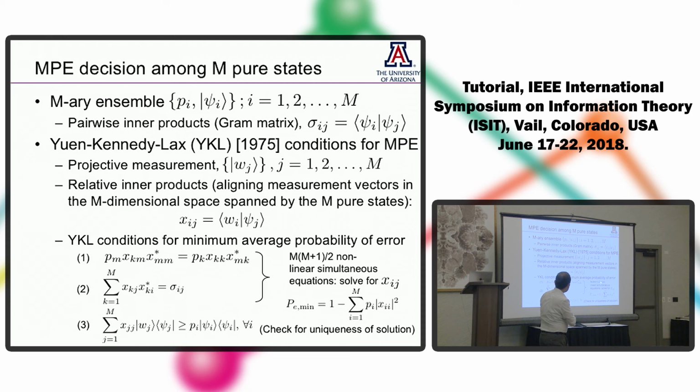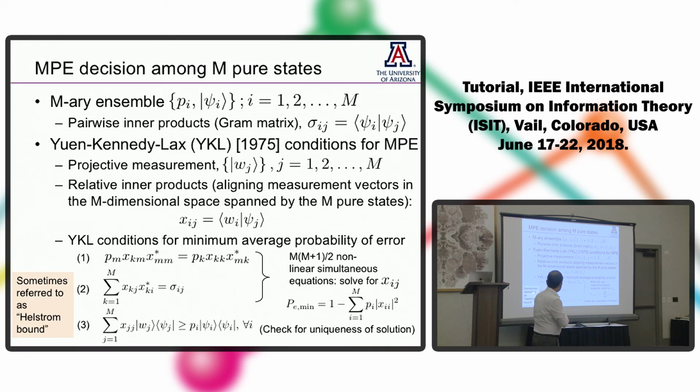And there are m times m plus 1 over 2 nonlinear simultaneous equations. If you can solve for these, get the x sub ij's, the error probability will be 1 minus the average success probability. And the average success probability is the probability I gave you the ith state times the conditional probability that if the ith state was given, that you choose the ith measurement outcome. So x sub ii magnitude squared. And this third condition is just a consistency condition. You have to check this condition holds for uniqueness of the solution. But these are the YKL conditions for attaining minimum error probability between multiple states.